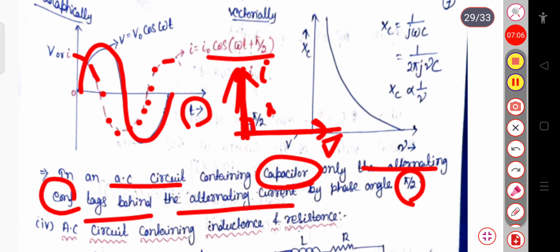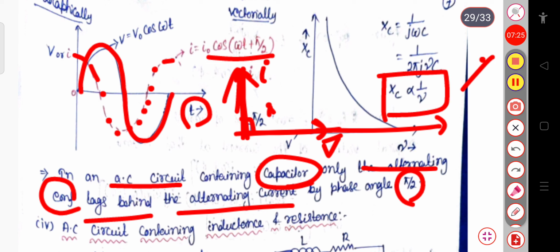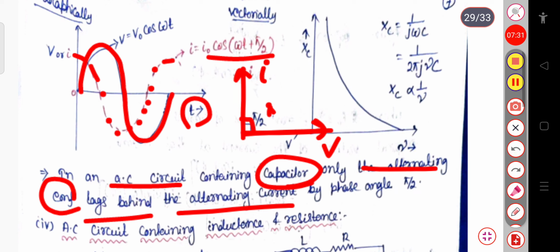And also if I plot this Xc, the capacitive reactance, against the frequency nu, you can see Xc equals 1 by j omega C, and omega equals 2 pi nu. So this will be 1 by 2 pi j nu into C, or we can say Xc is inversely proportional to nu. So this is the curve for Xc versus nu.